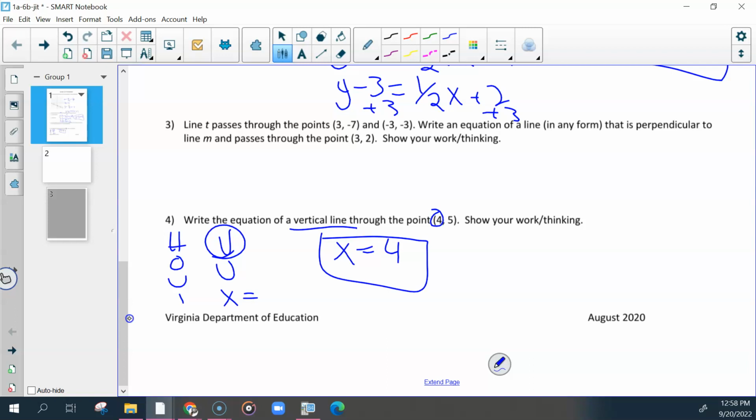So these type of problems, you either know or you don't. You have to know your HOIVUX, horizontal lines, vertical lines, x equals, y equals, all those things. There's no real work to do. Okay, questions on that one?